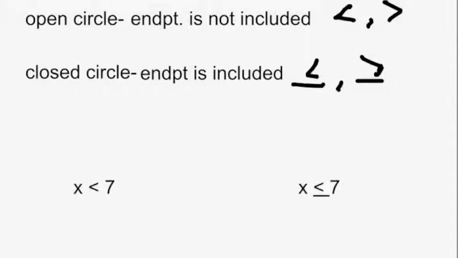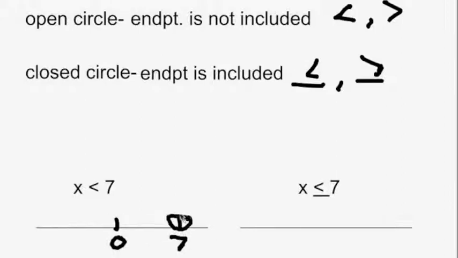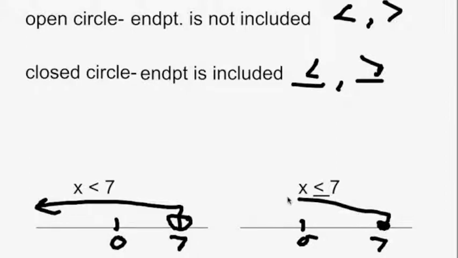So let's consider the two inequalities x is less than 7 and x is less than or equal to 7. So this is what we've done on the previous slide. It's 0 and 7. It's an open circle because it's less than, and then the arrow goes out. On this one, however, it is less than or equal to. So you would put a closed circle on 7, and the arrow would go out the same way. So the only difference between the two graphs is the closed circle versus the open circle.